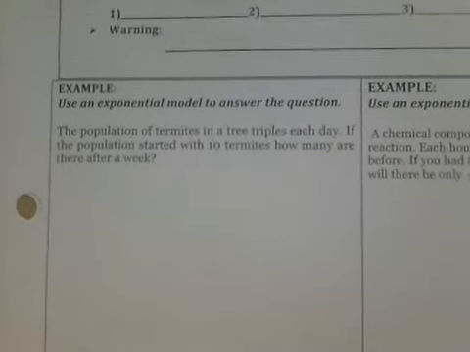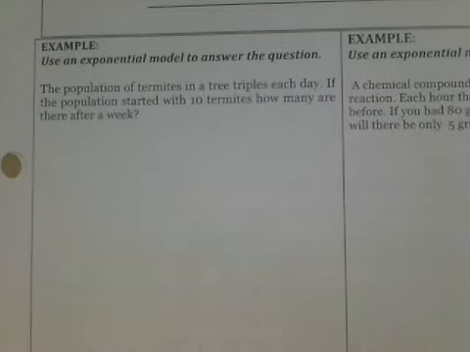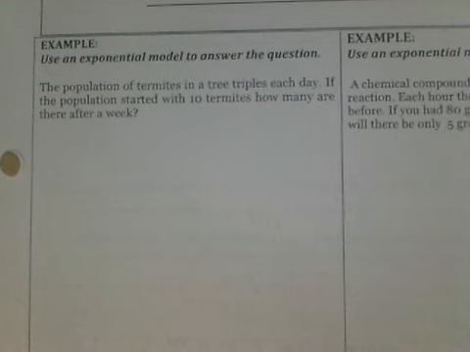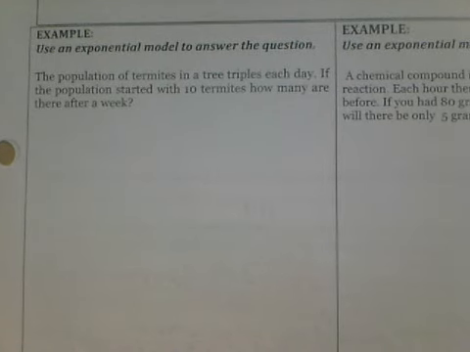In this example, we're talking about termites. It reads, the population of termites in a tree triples each day. If the population started with 10 termites, how many are there after a week? If you're someone who historically has not enjoyed word problems, I can recommend that you cross out unimportant information and circle important information, and that you pause at the end of each sentence to think about what might be important or unimportant. Here's what I identified.